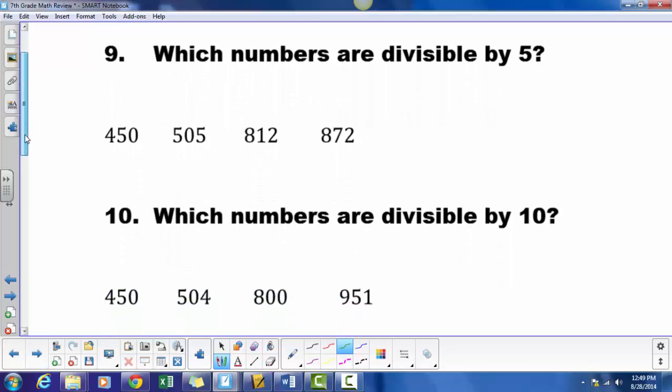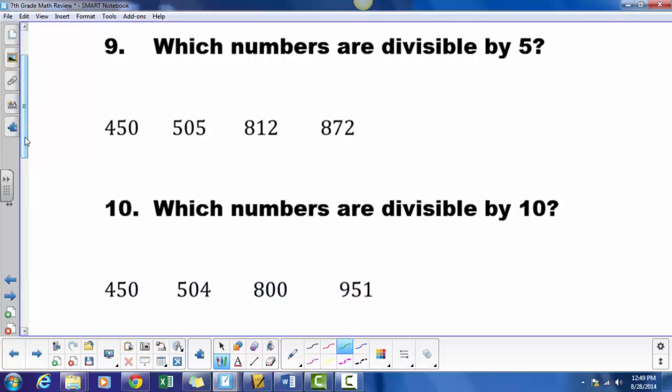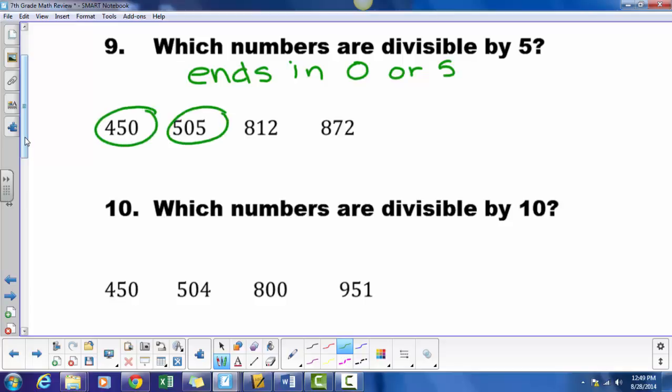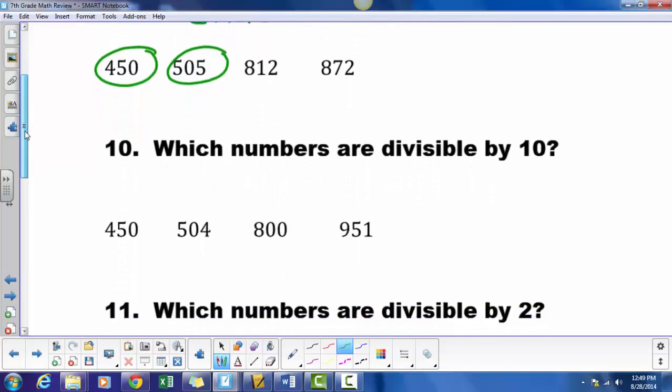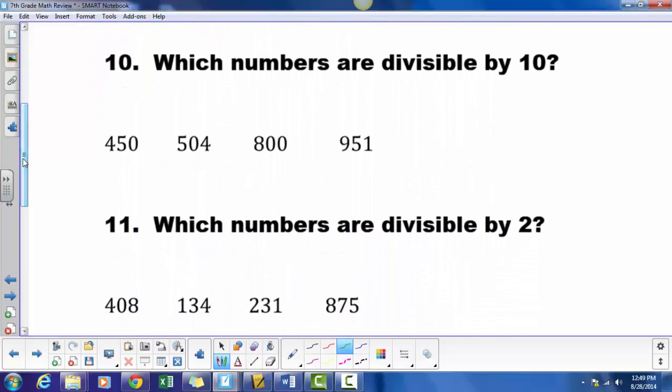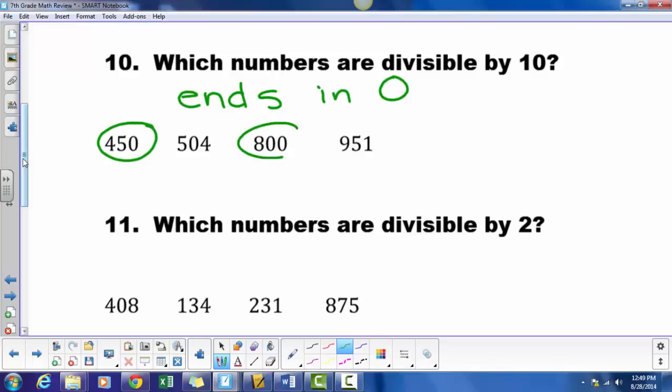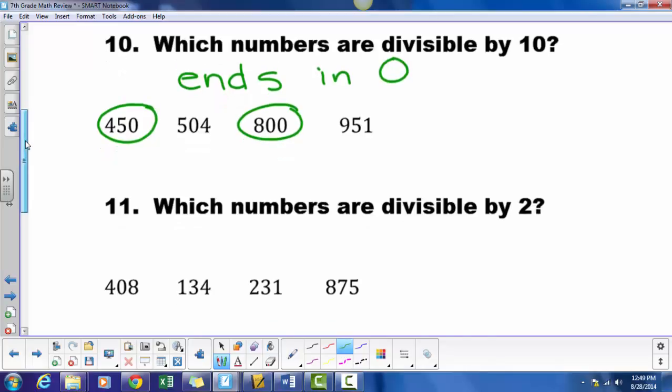All right, number 9 says, which numbers are divisible by 5? Let's see, well I know for a number to be divisible by 5, it must end in a 0 or 5. So I'm just going to circle the numbers that end in a 0 or a 5. Excellent. The next one says, which numbers are divisible by 10? Well, I know if it is a number divisible by 10, it ends in a 0. So I'm just going to circle the numbers that end in 0.